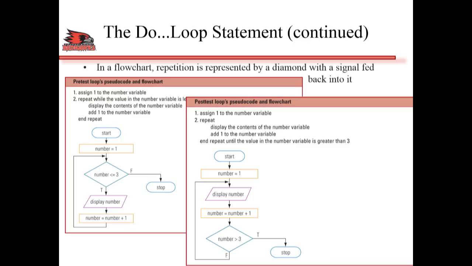Notice how in the pretest loop the decision is right near the top of the structure. So if the decision is false, then it automatically stops. In the post-test, if the decision is false, it does execute the code at least once and then stops. Again, that's the only difference between the pretest and the post-test loop.